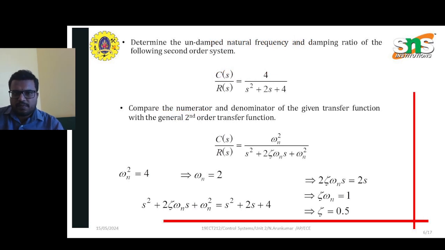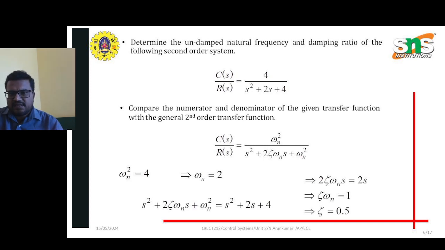Next is a problem. Determine the undamped natural frequency and damping ratio of the following second order system. We are going to calculate the damping ratio as well as the undamped natural frequency. Omega n square is equal to 4, so omega n equals 2, because it is a second order system. Based on this value, we take omega n as the natural frequency.